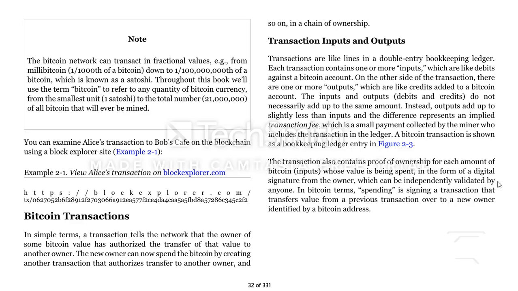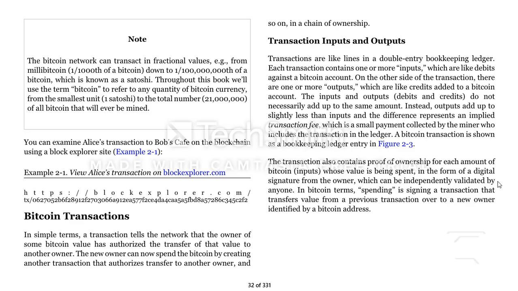Bitcoin transactions. In simple terms, a transaction tells the network that the owner of some Bitcoin value has authorized the transfer of that value to another owner. The new owner can now spend the Bitcoin by creating another transaction that authorizes transfer to another owner, and so on, in a chain of ownership.